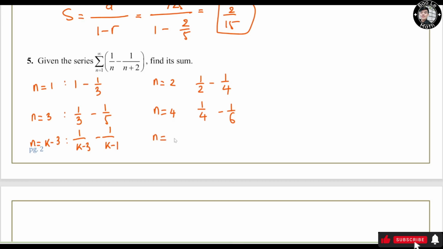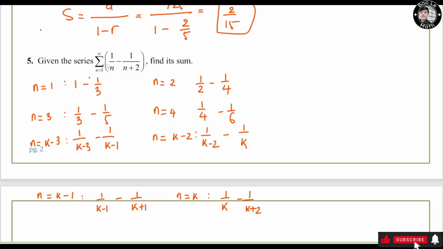Now n equals k minus 2. We get 1 over k minus 2 minus 1 over k. Now n equals k minus 1. We get 1 over k minus 1 minus 1 over k plus 1. And the last one, n equals k, we get 1 over k minus 1 over k plus 2.